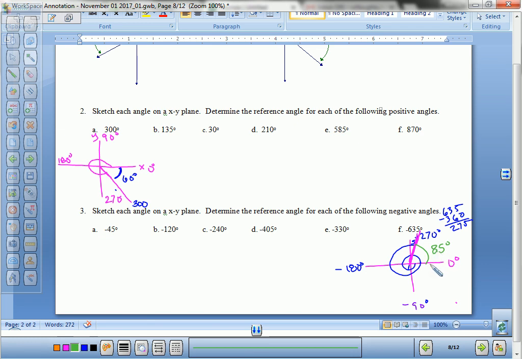Positive or negative? Positive. A reference angle is always positive. It's always to the x-axis. It is always to the x-axis. All right. So now you try the ones we didn't do. All of them. Negative just means clockwise, counterclockwise? Yes, the negative means clockwise. Positive is counterclockwise.